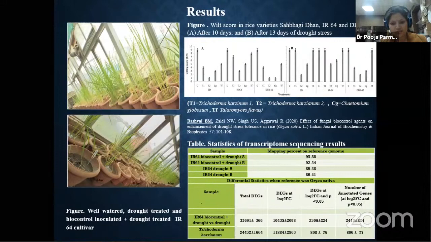From the present study, statistics show that 86 to 95% of reads were mapped on the reference genome. Then a total of 33,691 DEGs were obtained, out of which 2506 were selected for further analysis because they were significant, with upregulation and downregulation lying in the range of more than 2 and less than minus 2.